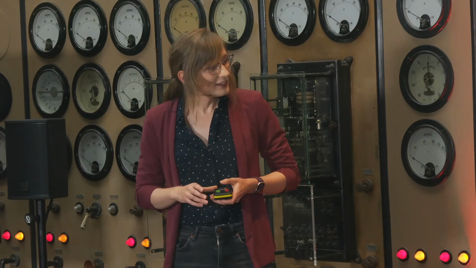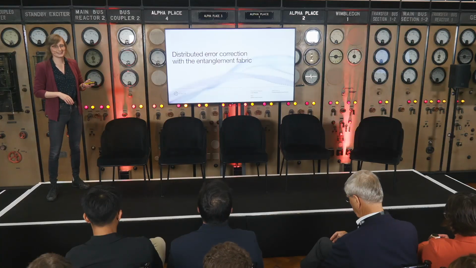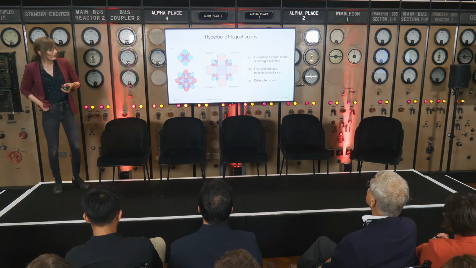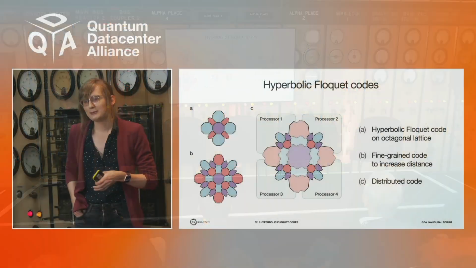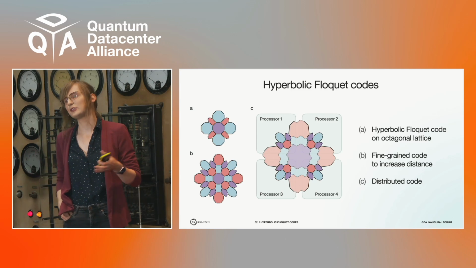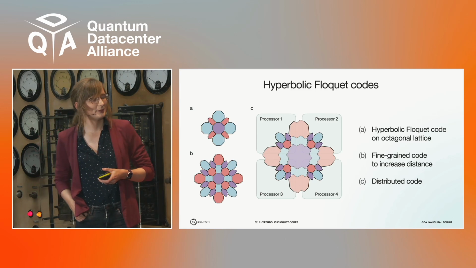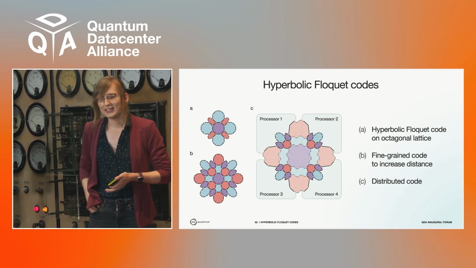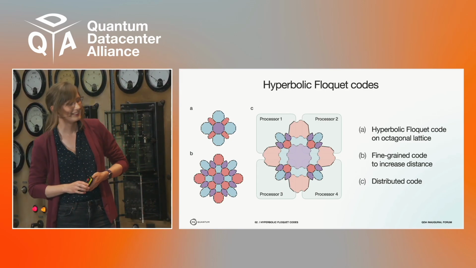I hope it's inspirational. So this is error correction over an entanglement fabric, and what we start with is a family of surface codes, but not the surface code as you know it. Our surface is not a plane. It's a closed hyperbolic tiling.